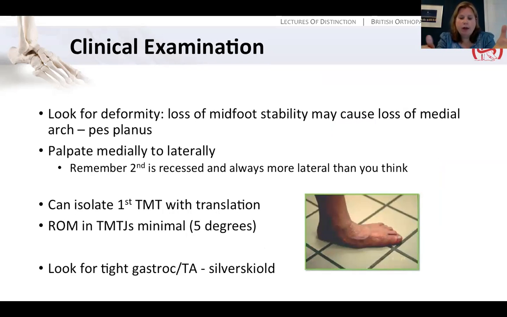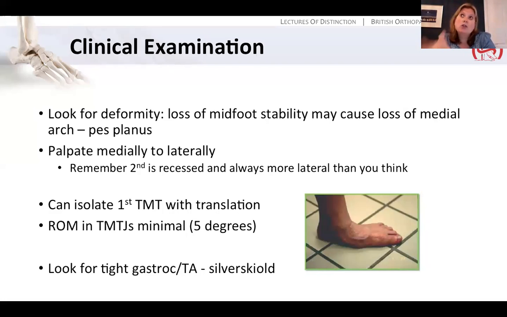So it's worth doing some surface anatomy. You can use your own feet. Basically you walk down the metatarsal till you get to the joint. And you always want to remember that the second is recessed and it's much more lateral than you think, and it will be more proximal. You can get really good at palpating each joint, 1, 2, 3, 4, 5 across, to see if that's where there's pain. You can literally put your thumb on it and say, oh, that's where it hurts. And that helps you diagnose the pain.